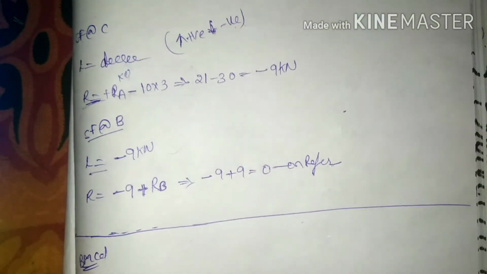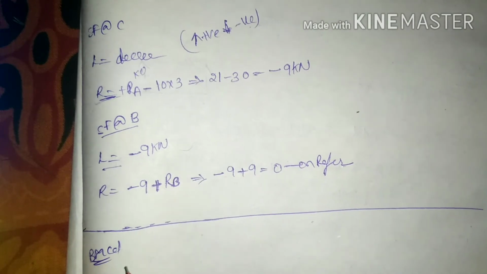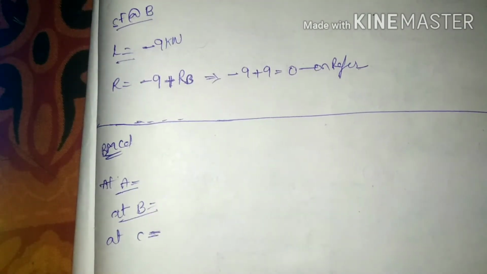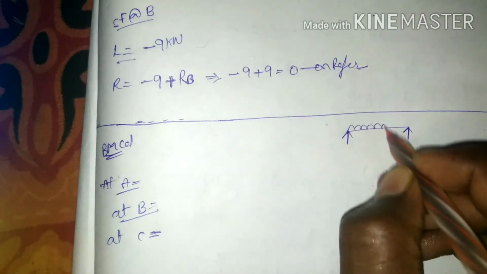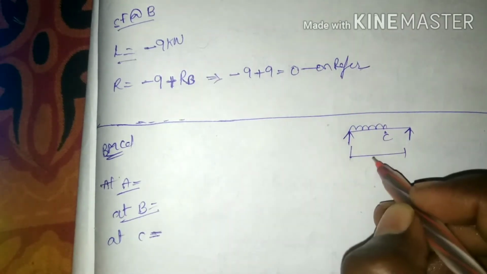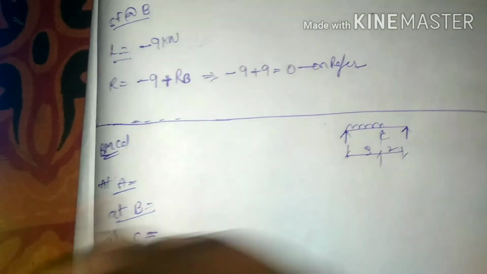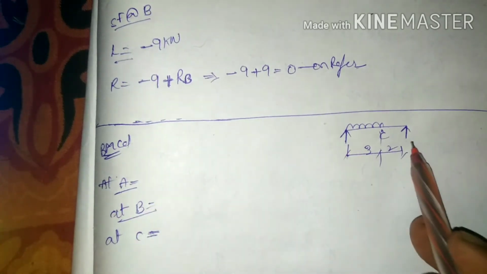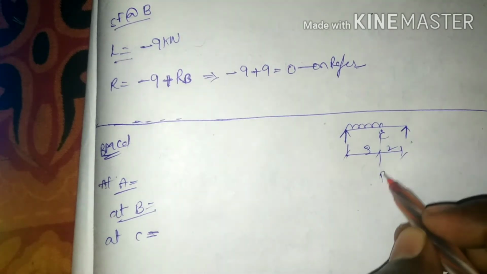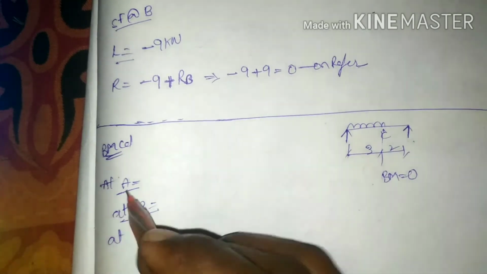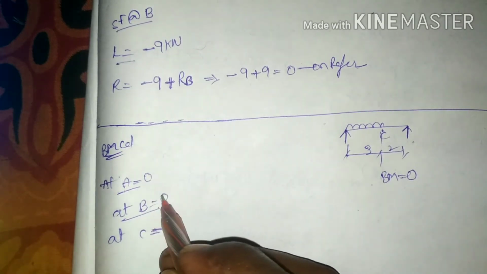Next, for the bending moment diagram, we are going to calculate the bending moment values. Here we are having a diagram. Here this is point C, with 3 and 2 meters. Here we are having A and B, these are the end supports. The value of bending moment will be 0. Moment at A is equal to 0 and moment at B is equal to 0.